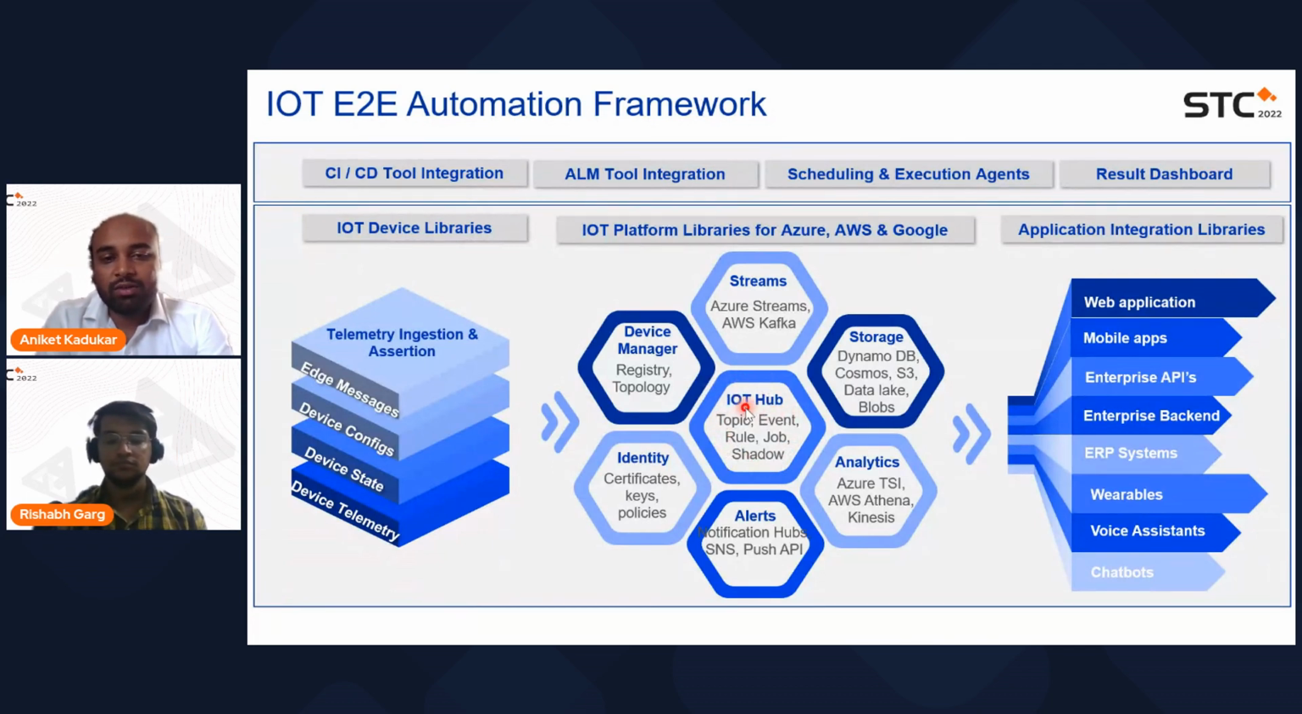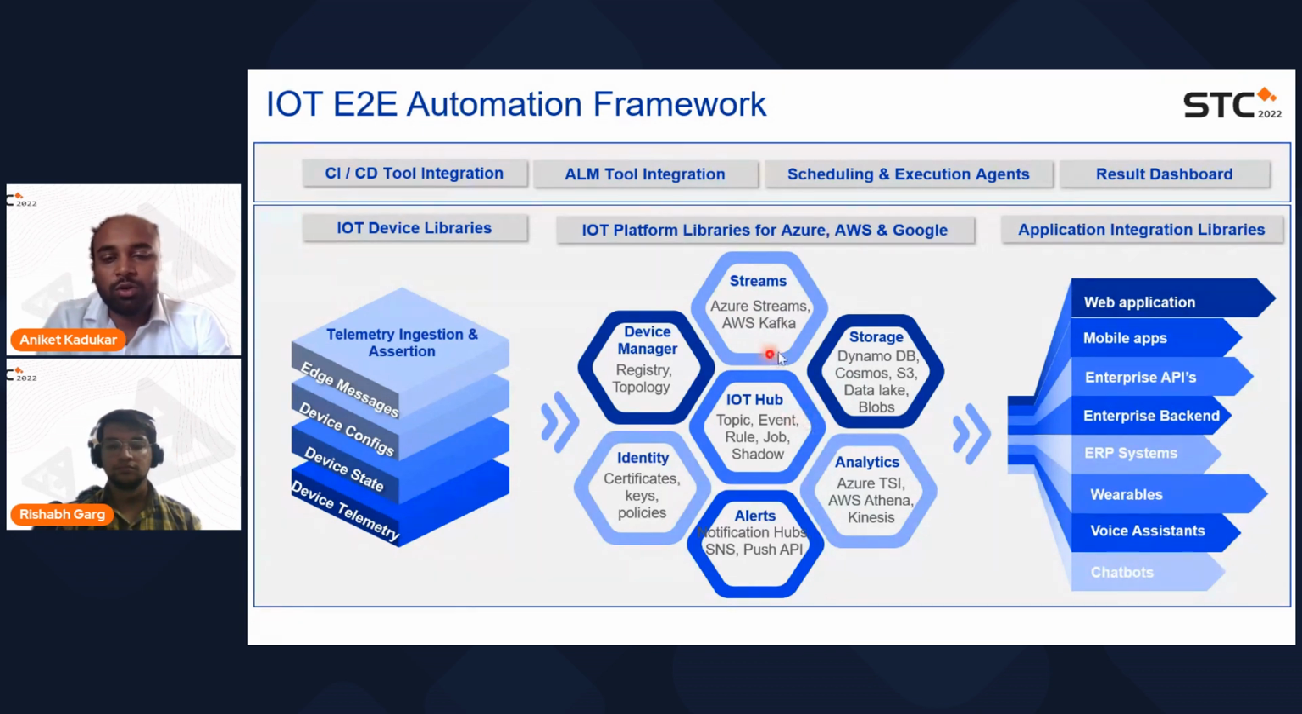We will check whether we are getting the data in the IoT hub. Using a simple assertion technique, we can check whether it is working fine or not. We will get reports on whether it is working fine or not. Similarly, we can test streams, storage, analytics, alerts, identity, as well as device managers. We are using different APIs that all the platforms export, and using those APIs we are going to test all these components.